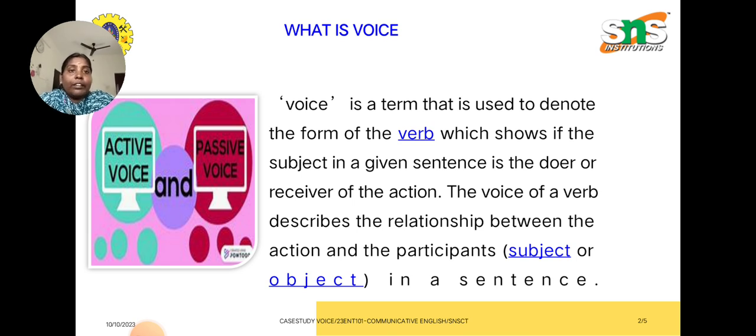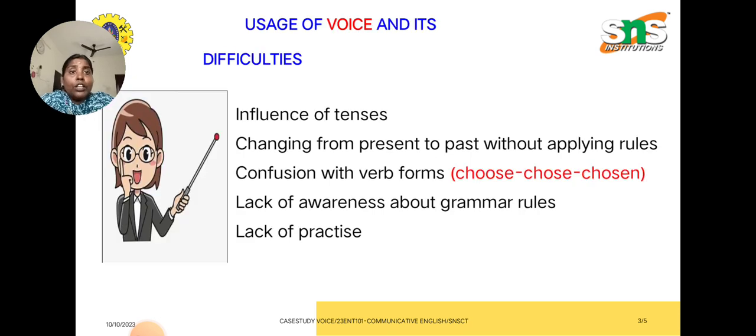To understand this, we must first know what voice is. Voice is a term used to denote the form of the verb which shows whether the subject in a given sentence is the performer or the receiver of an action. The voice of a verb describes the relationship between the action and the participants, that is, the subject and the object in a sentence. Here we have a slide on the usage of voice and its difficulties.